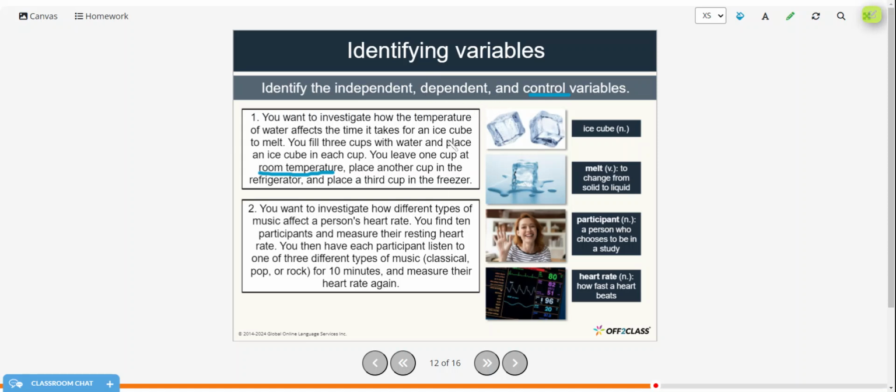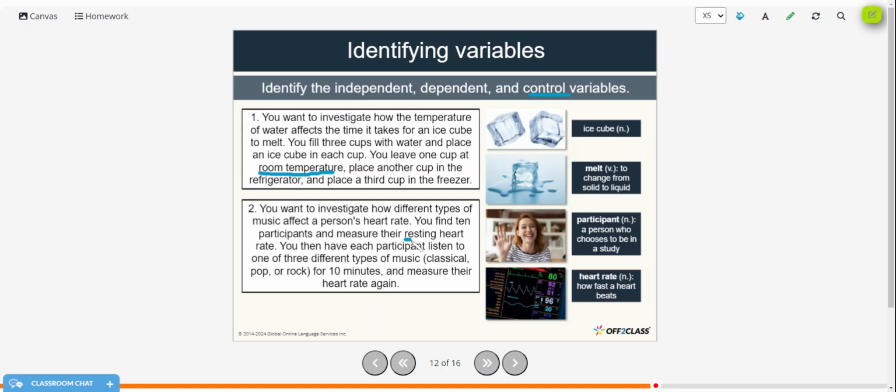You want to investigate how different types of music affect a person's heart rate. You find 10 participants and measure their resting heart rate. You then have each participant listen to one of three different types of music, classical, pop, or rock, for 10 minutes and measure their heart rate again.